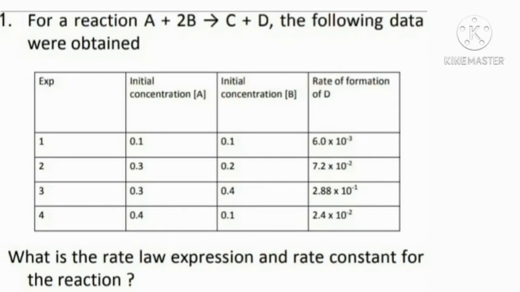And in the third experiment, the concentration of A is found to be 0.3 and the concentration of B is found to be 0.4, and the rate of formation of D is found to be 2.88 into 10 raised to minus 1. And in the fourth experiment, the initial concentration of A is 0.4 and the initial concentration of B is 0.1, and the rate of formation of D is 2.4 into 10 raised to minus 2. So from this data, we have to find out the rate law expression and the rate constant for the reaction.